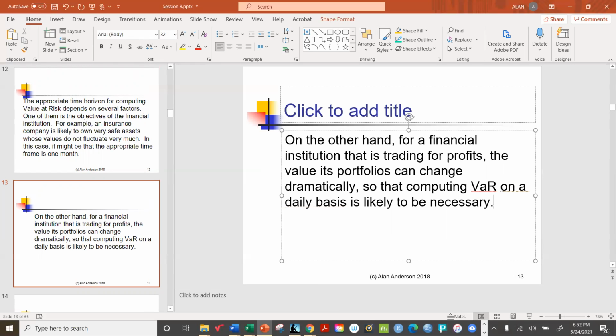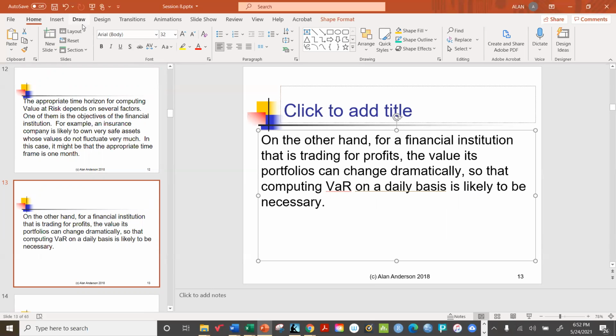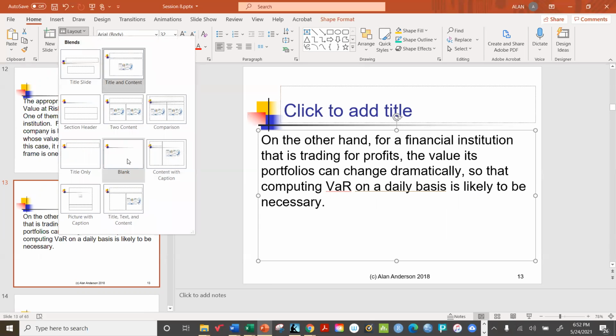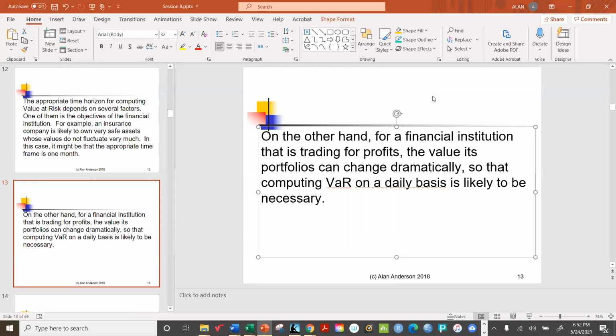Like, for example, the proprietary trading operation of an investment bank, they need to know something's going wrong in a hurry. A month is not going to do the job. They need to know right away if something is wrong. So for them, VAR would likely be calculated on a daily basis.